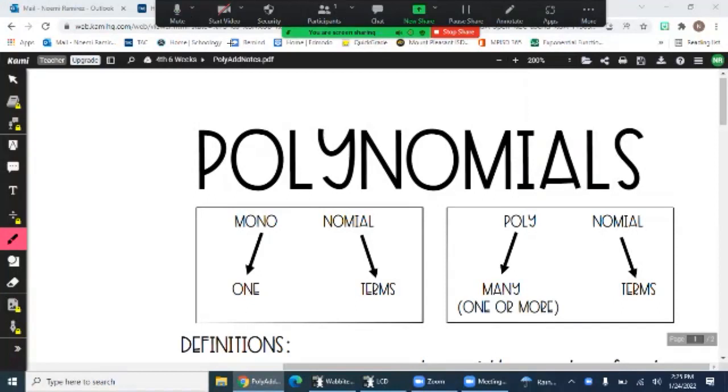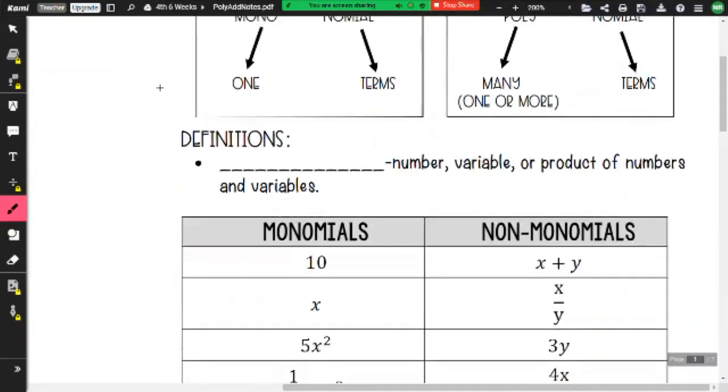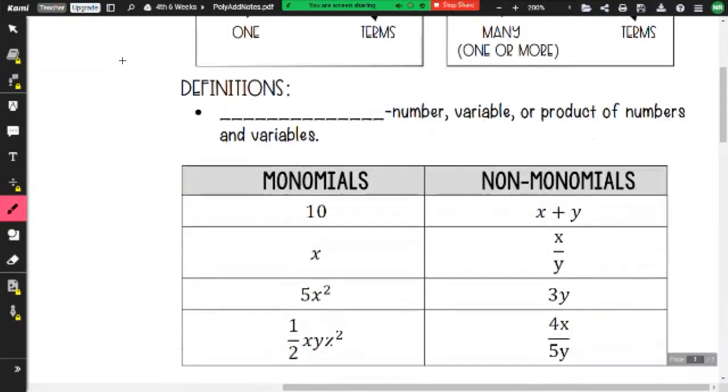So anyway, here we go. So there's the same vocabulary. Mono stands for one. The suffix nomial is what stands for term. Poly, many terms. So definition, a term, you have many types of terms. A term can either be a number by itself. If it is a number by itself, it's a special term called a constant, which we learned what that was first week of school.